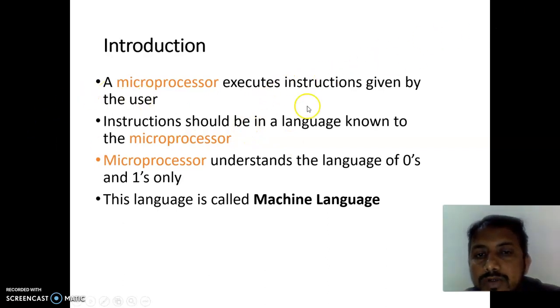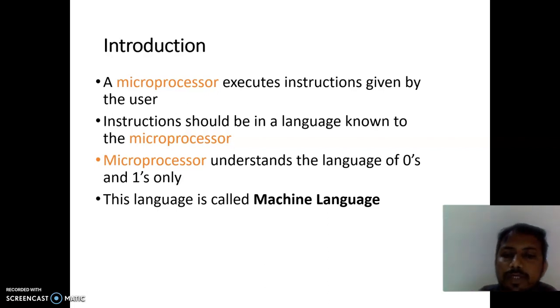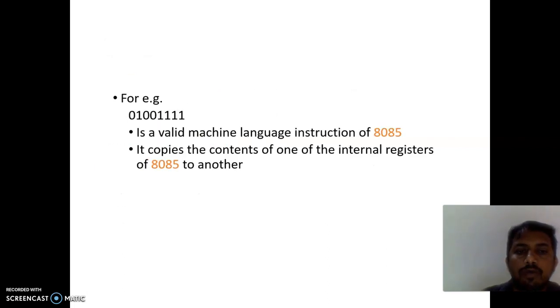So the microprocessor executes instructions given by the user. These instructions should be known to the microprocessor. These instructions are decoded, but the microprocessor understands only machine language, which is composed of zeros and ones or hexadecimal digits, whatever it is. So this is how it works.